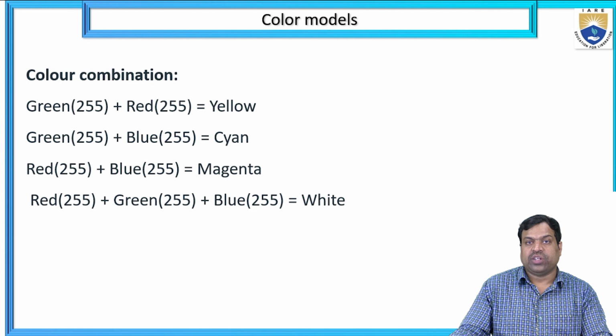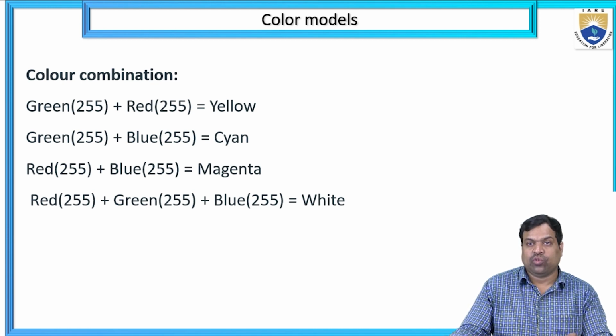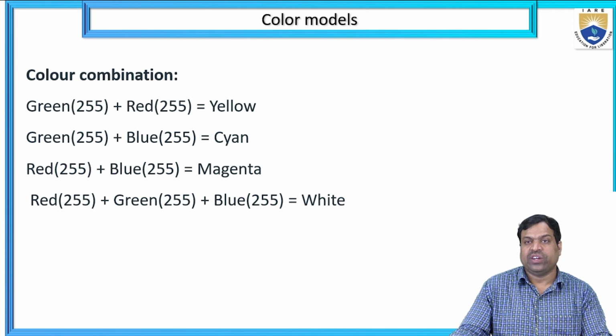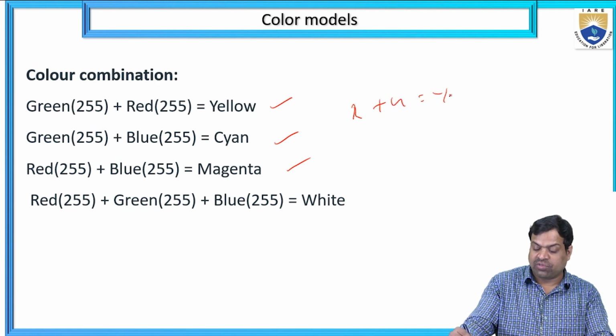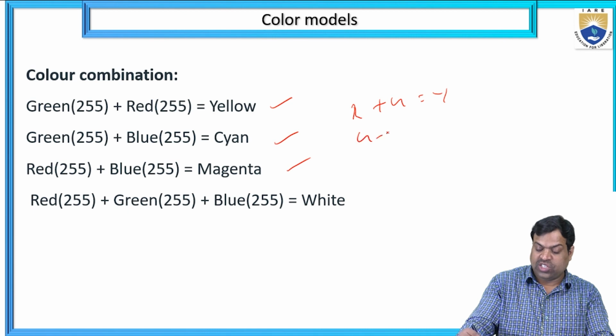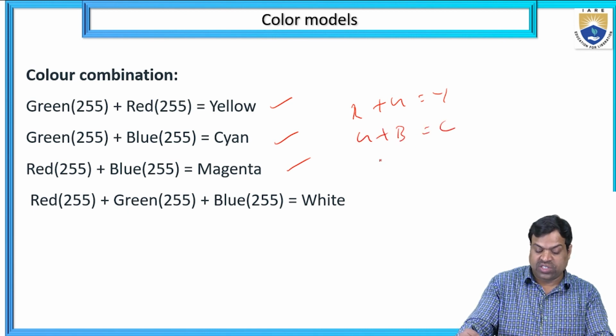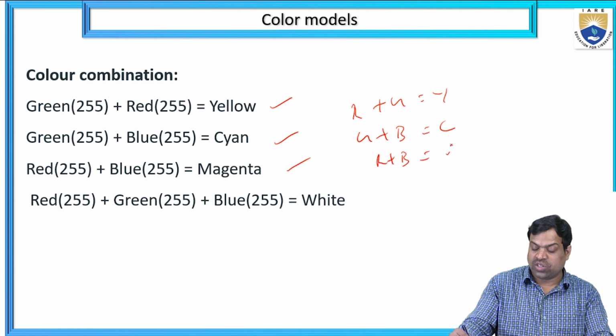And what are the color combinations? Green at 255 intensity level plus red at 255 intensity level is equal to yellow. Green 255 plus blue 255 equals cyan. Red 255 plus blue 255 equals magenta. So it is yellow, cyan, magenta. So R plus G equals Y, G plus B equals C, R plus B equals M.